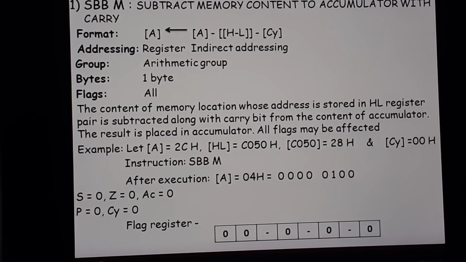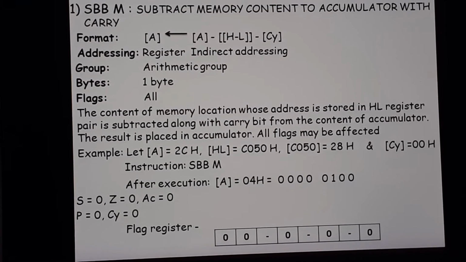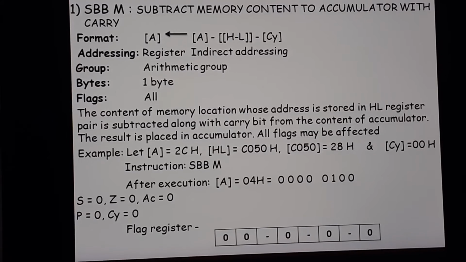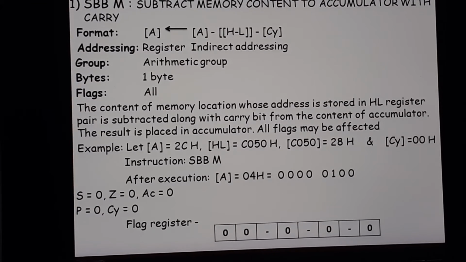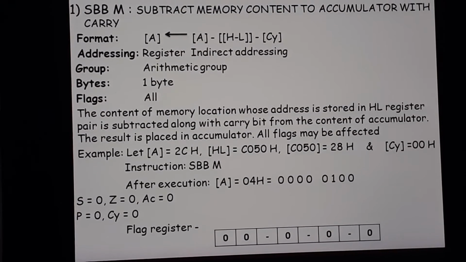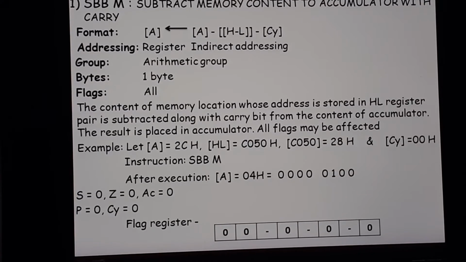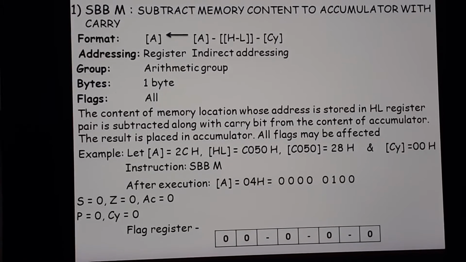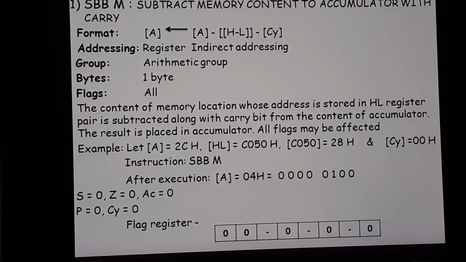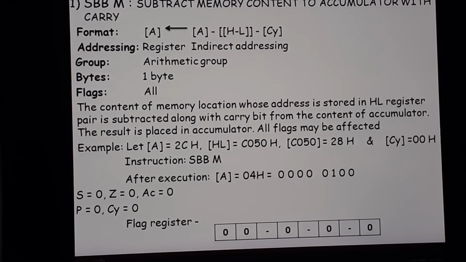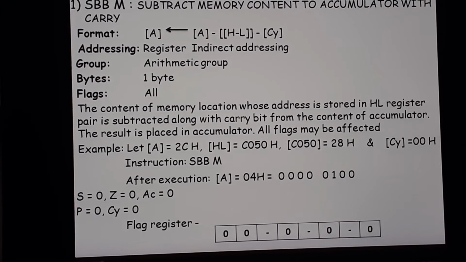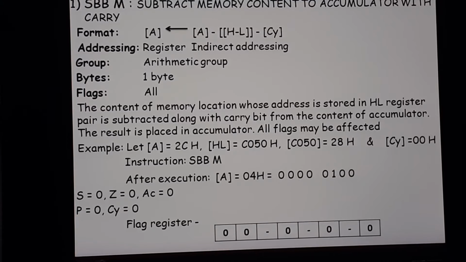Okay, see how I have written, the same way you will write HL in bracket is equal to C050, then comma C050 in bracket, which is equal to 28H, which is nothing but my HL register pair, which I have assumed as 8-bit. And the carry that I have assumed here is 00H, correct? Now the instruction that I will be taking is SBB M. Now what I have to show after executing is the content of accumulator. So that we have to find.